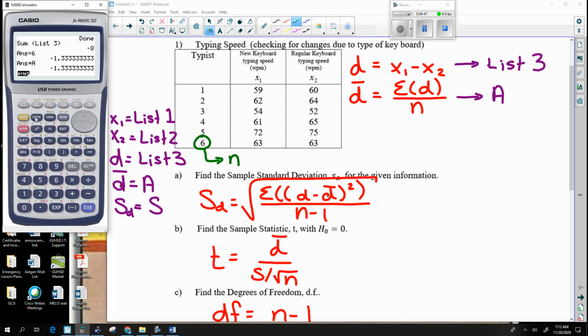Okay, so I get this numerator first. So that's the sum, open, of D, which is list 3, minus D bar, which is the letter A, closed squared closed. Okay, so that is our top. I divide by the bottom, so divide by n minus 1, which is 5. And then I square root that. Okay, that is our standard deviation. I am going to store that as the letter S. And then obviously have to write it down because that's what the first question is asking for.